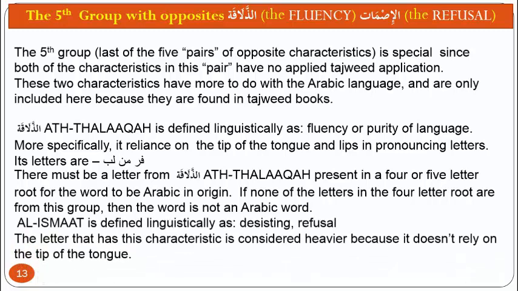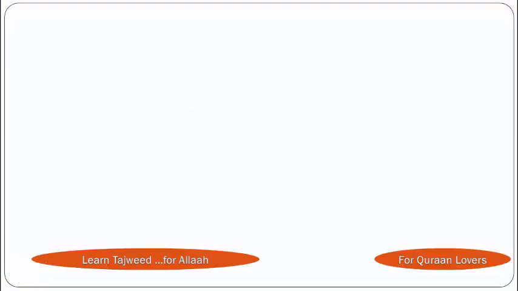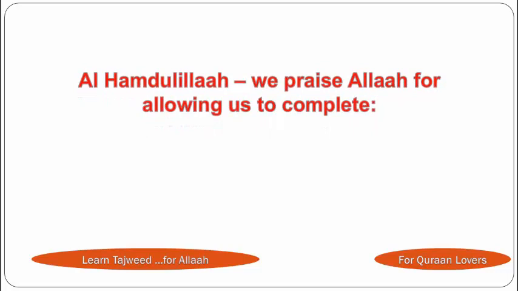So we discussed al-ismat. Al-ismat is defined linguistically as desisting or refusal. The letter that has this characteristic is considered heavier because it doesn't rely on the tip of the tongue. When it comes off the tip of the tongue, it flows naturally and easily. So, alhamdulillah, this is the completion of the final 3 characteristics with opposites.